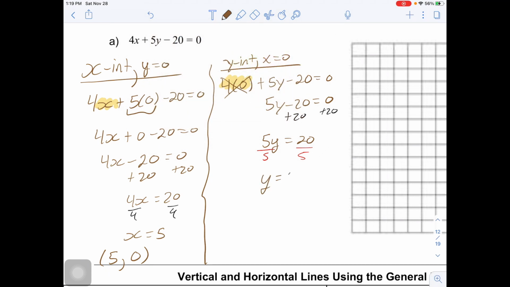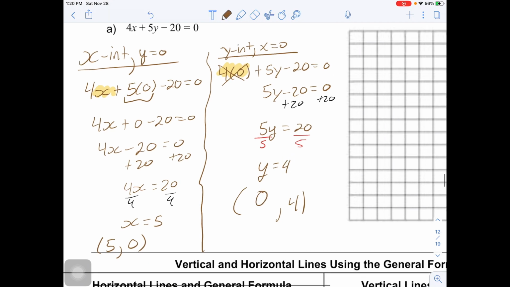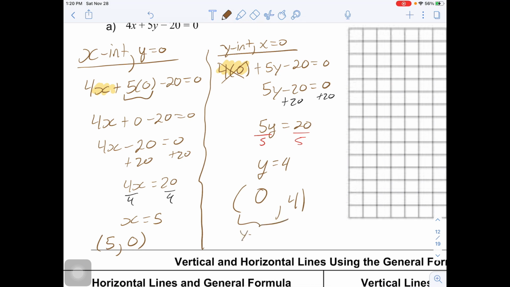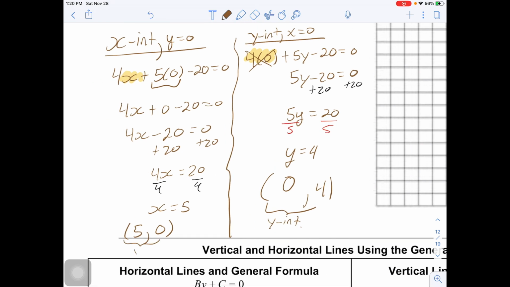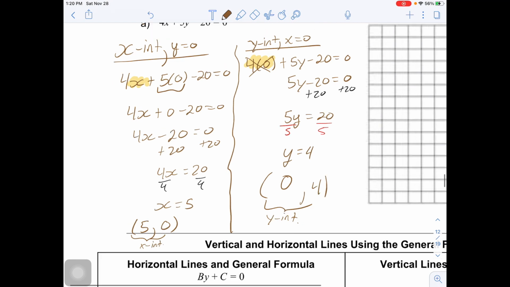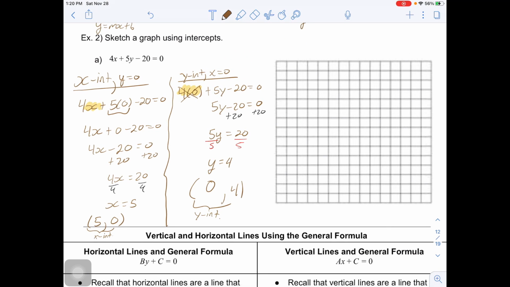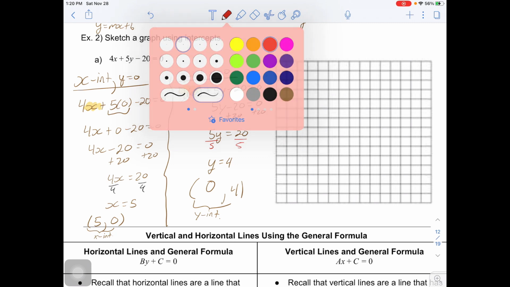So y equals 4. Remember, y equals 4 when our x value was 0. So this is 0 and 4. Here's our y-intercept, and here's our x-intercept. And now you have 2 points on a linear graph, so you can easily solve.